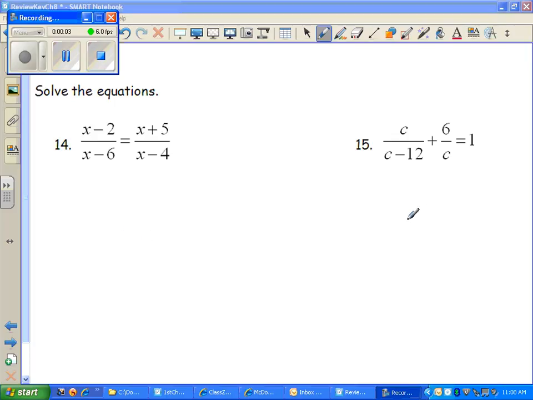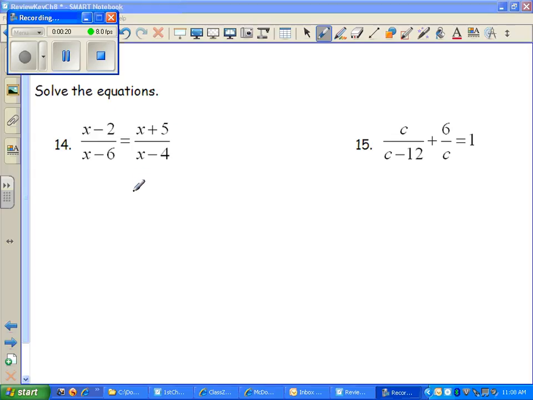Numbers 14 and 15 are next on the review. Number 14, I want you to notice the difference between 14 versus 15. Notice that 15 has 3 pieces here. It has 2 pieces on the left side of the equal sign. It's going to be worked differently than number 14 is.